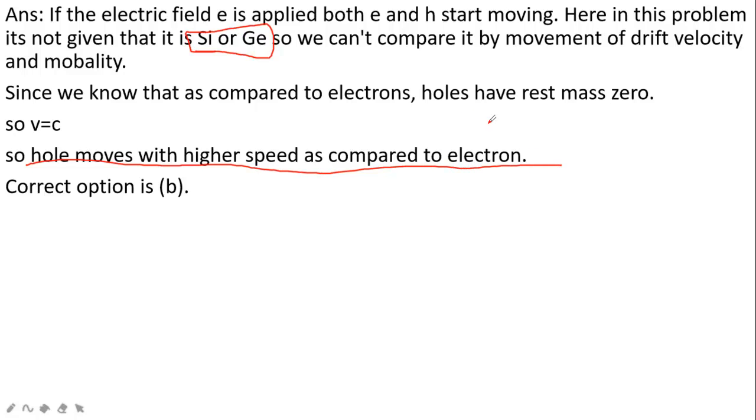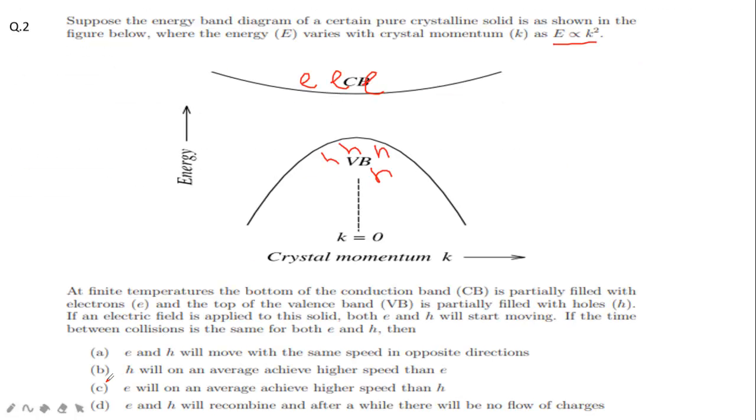Because why? Because holes have rest mass 0. And electrons have some mass, at least we know 9.1 into 10 to the power minus 31 kgs. That is the mass of electron. But holes have rest mass 0. That is why holes will move with higher speed. So the correct option will be B. H will on an average achieve higher speed than E, electrons. Okay.